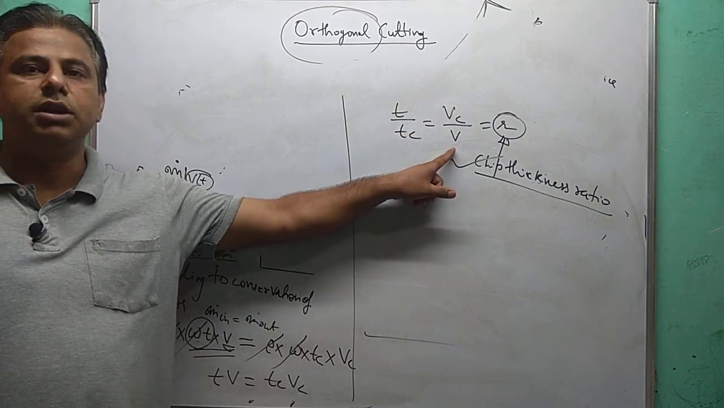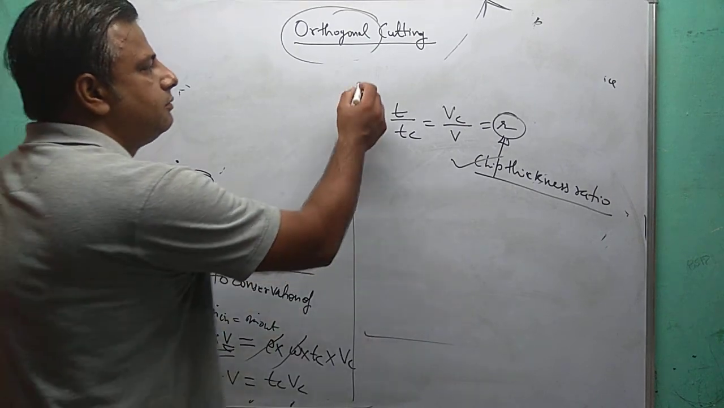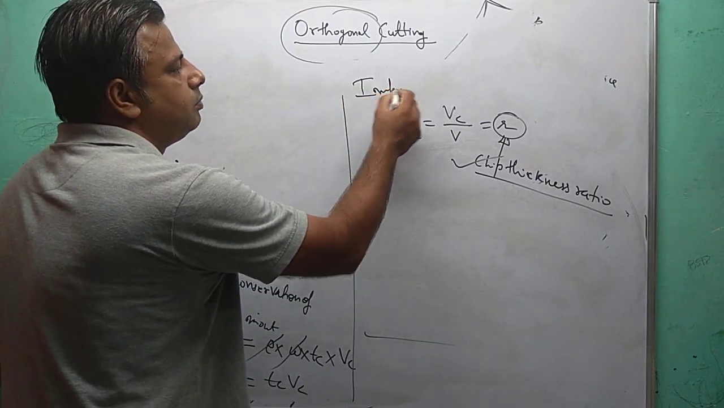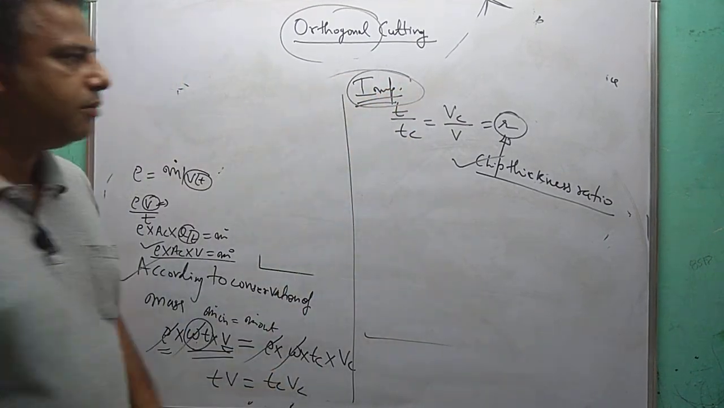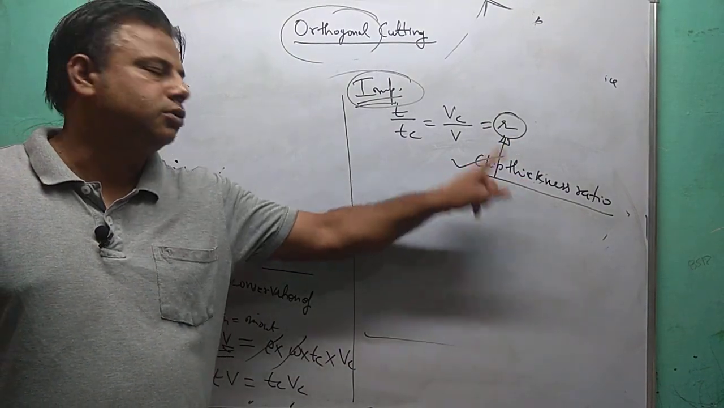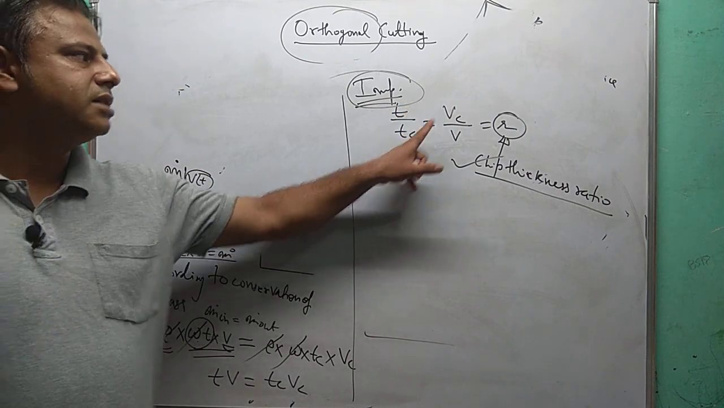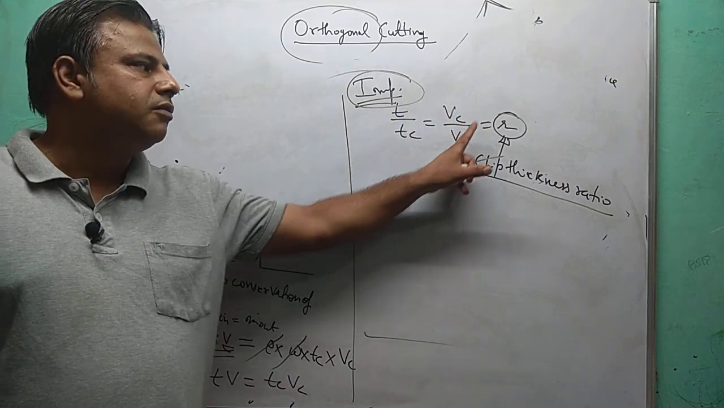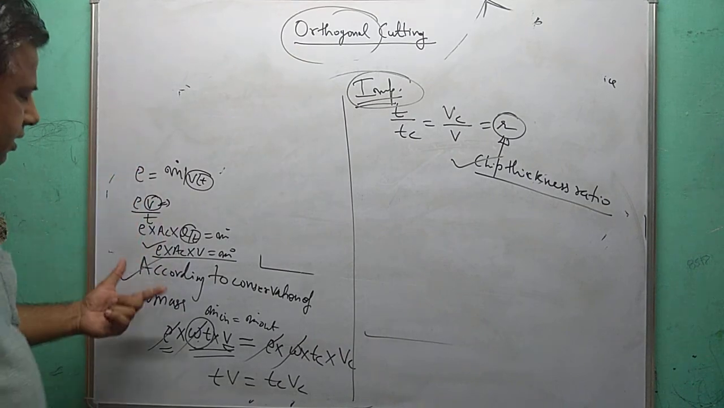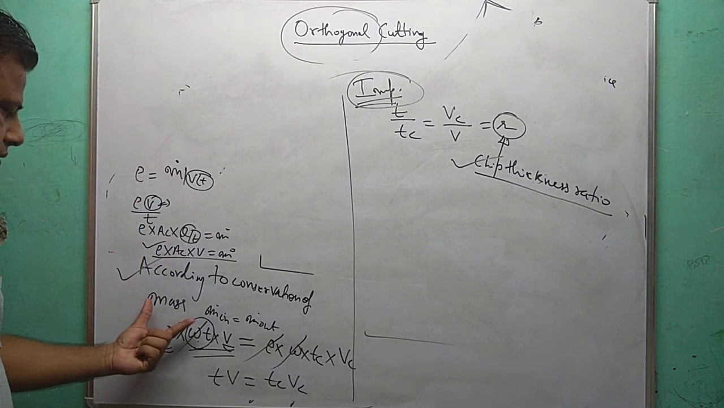This is a very important relationship when you solve numerical problems. First of all you will find out the chip thickness ratio. So chip thickness ratio is nothing but the uncut chip thickness to the chip thickness, and chip velocity to the cutting velocity. Or from the geometry you will write the conservation of mass.